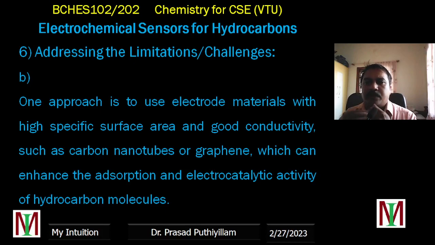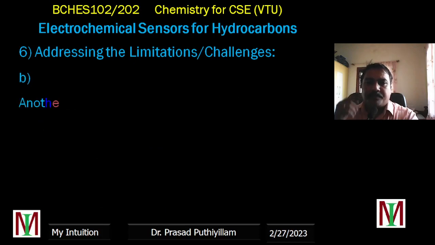They will absorb the hydrocarbon fast, so that the reaction takes place or changes will be detected, and it can be measured. The catalytic activity, it also improves the electrocatalytic activity. You know what is a catalyst? Catalysts are those which speed up the reaction. They also have electrocatalytic activity towards the hydrocarbon molecule. Therefore, the detection will be very fast and accurate.